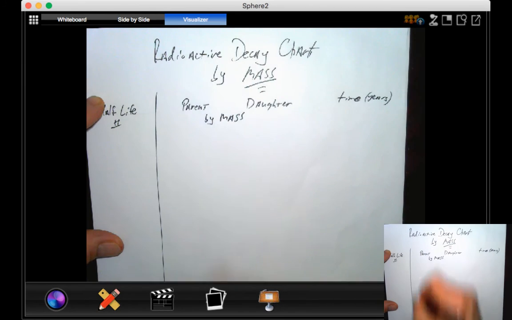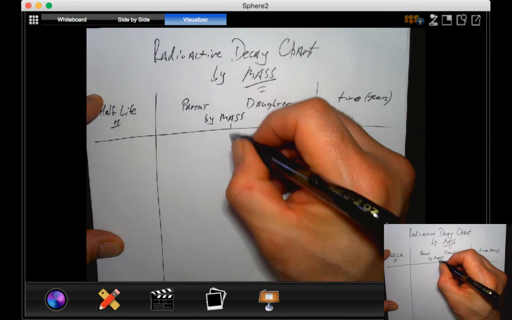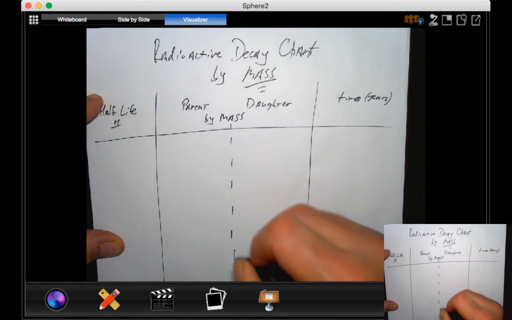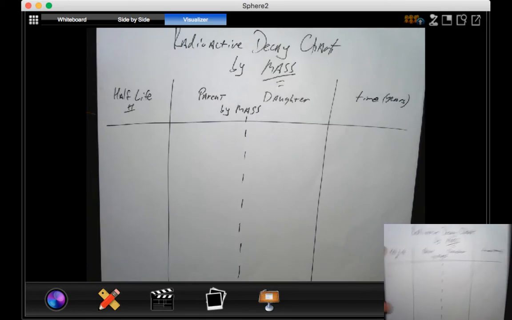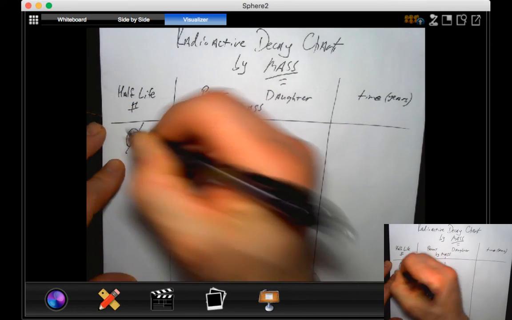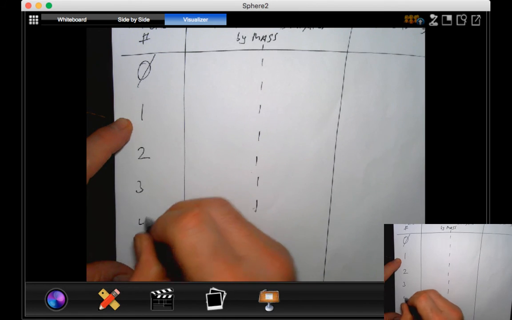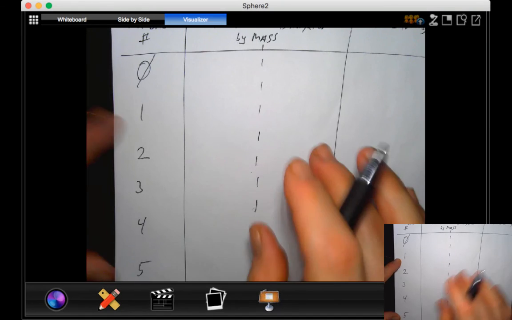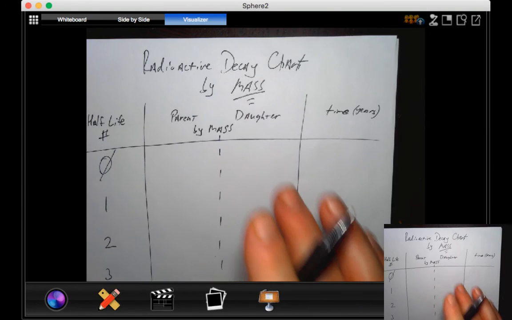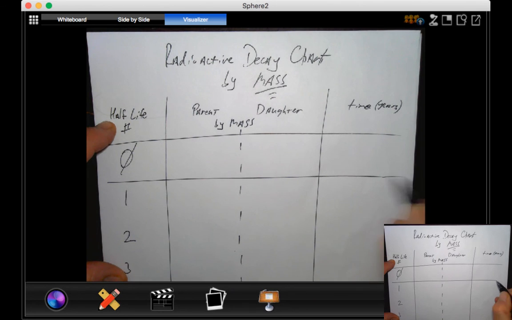So building our chart, we're just going to break it up into some pieces. Again, I'm going to do like a dotted line, because we have to know what's going on there. So half-lives always start with 0, 1, 2, 3, 4, and we'll just go up to 5 on this one. So let's look at 0. So here's the deal.